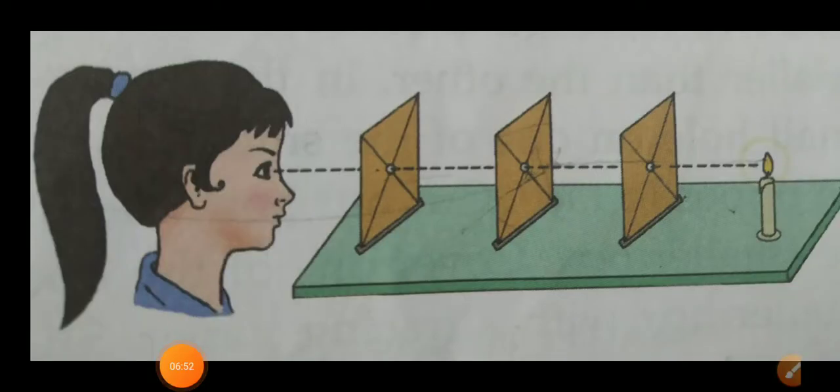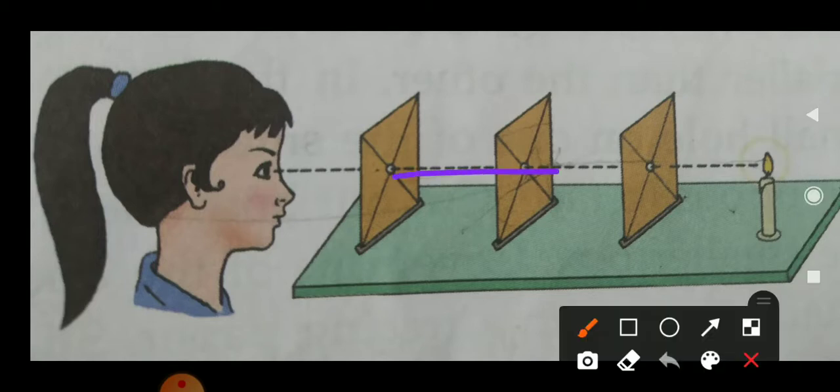Now one more practical is also there. Take three equal pieces of cardboard and punch a hole in the middle of each. Arrange the cardboard on a table so that all three holes are in a straight line. And light a candle in front of the first card so that its flame is at the level of the hole, right? You can see this level, and look at the candle flame through the hole in the last card from here. Then do you see the flame?